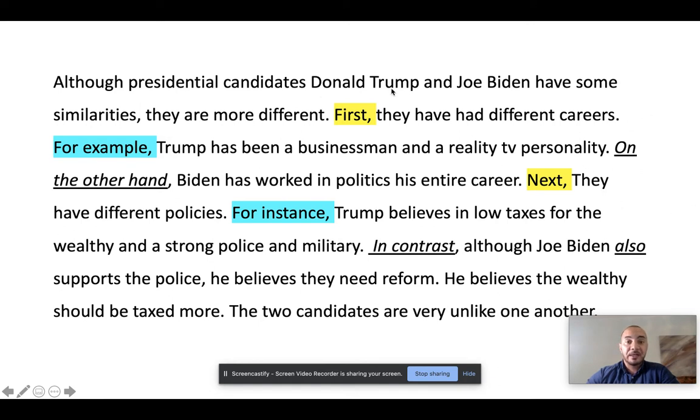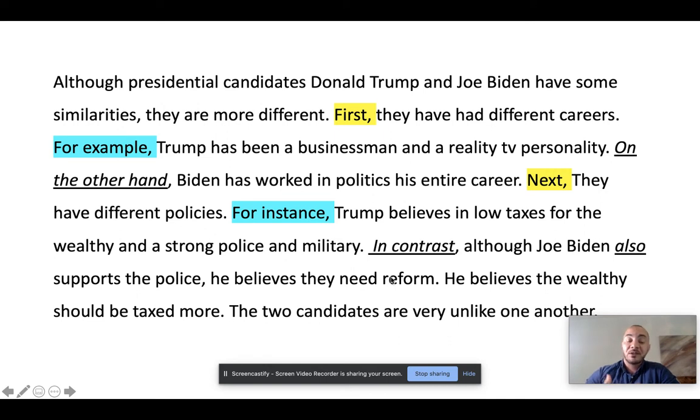Although presidential candidates Donald Trump and Joe Biden have some similarities, they are more different. First, they've had different careers. For example, Trump has been a businessman and a reality TV personality. On the other hand, Biden has worked in politics his entire career. Next, they have different policies. For instance, Trump believes in low taxes for the wealthy and a strong police and military. In contrast, although Joe Biden also supports the police, he believes they need reform.